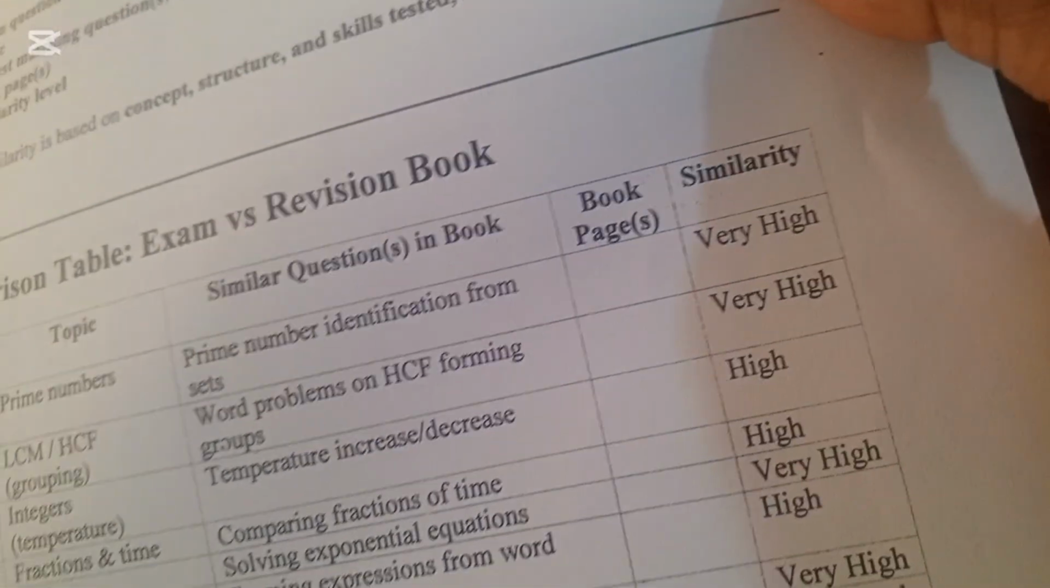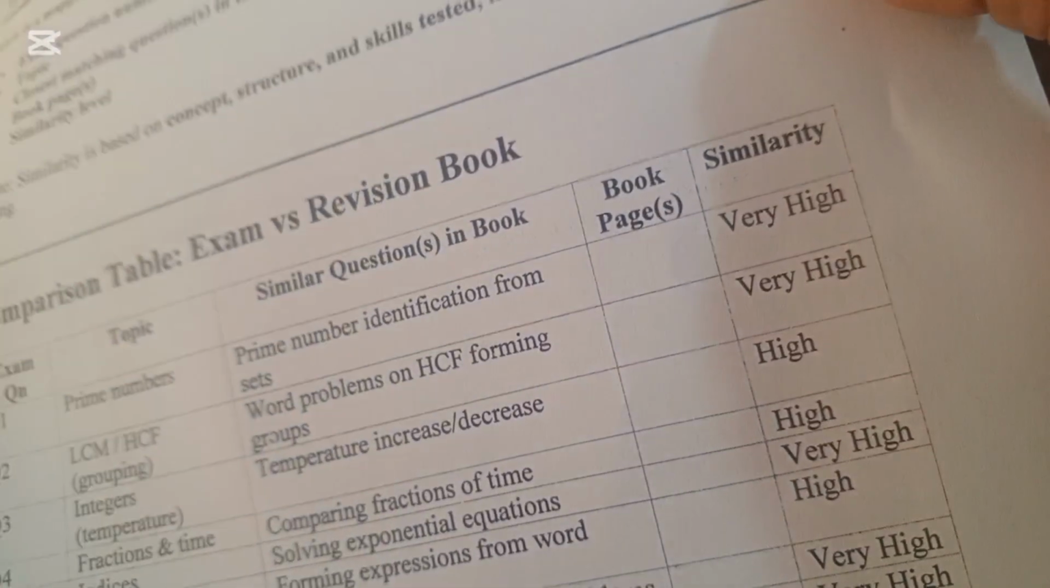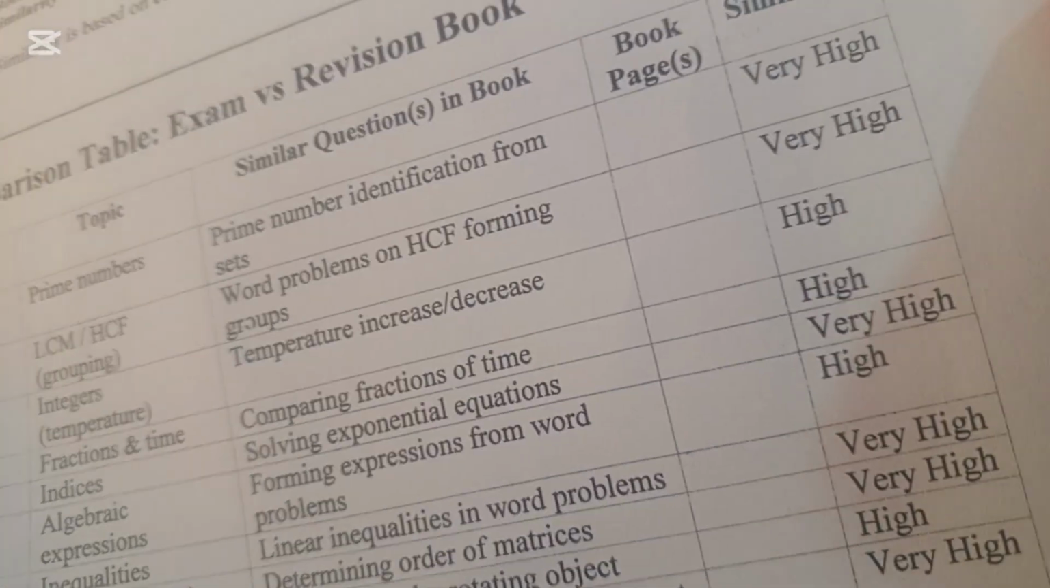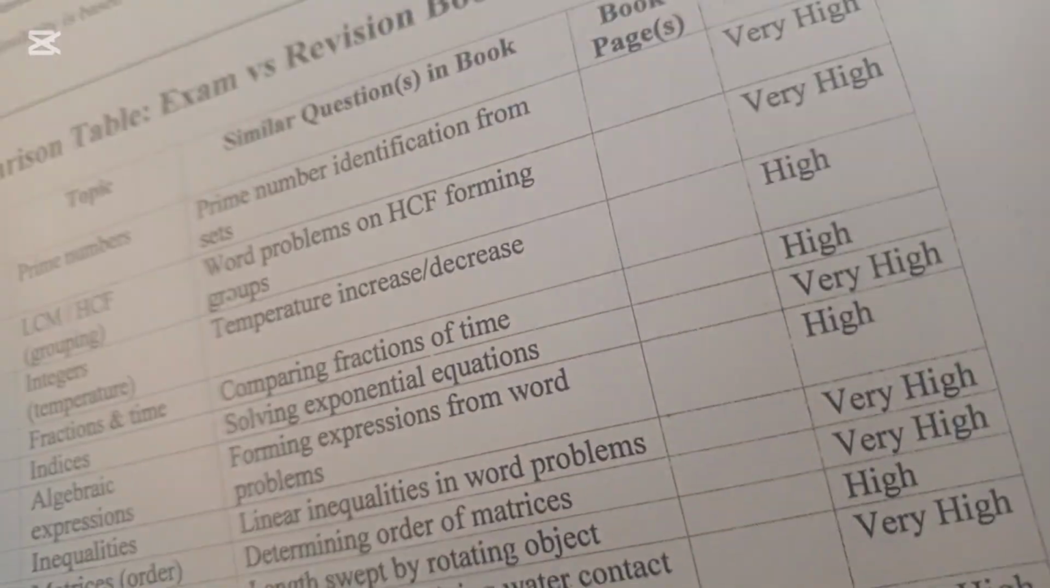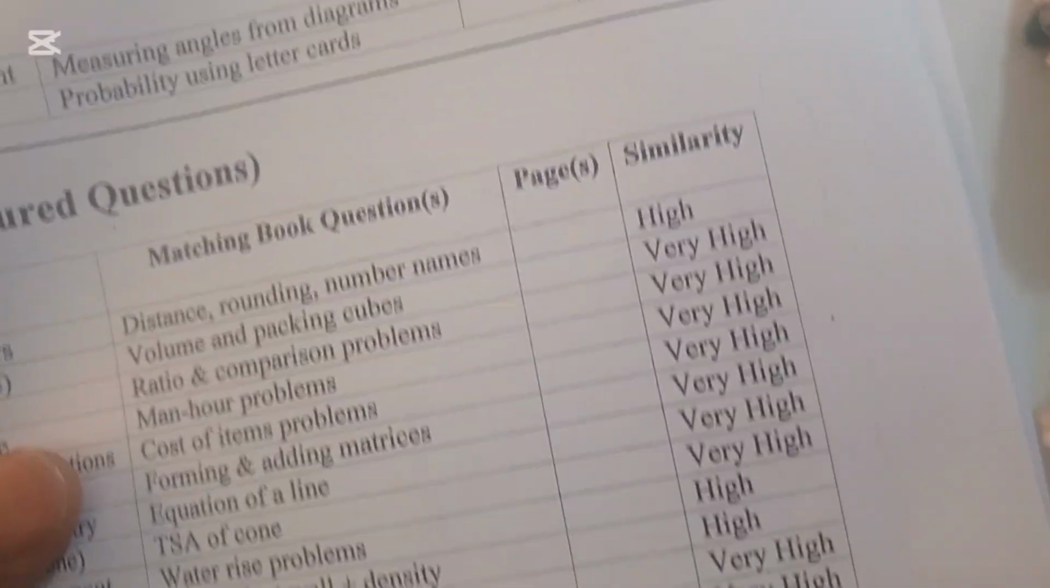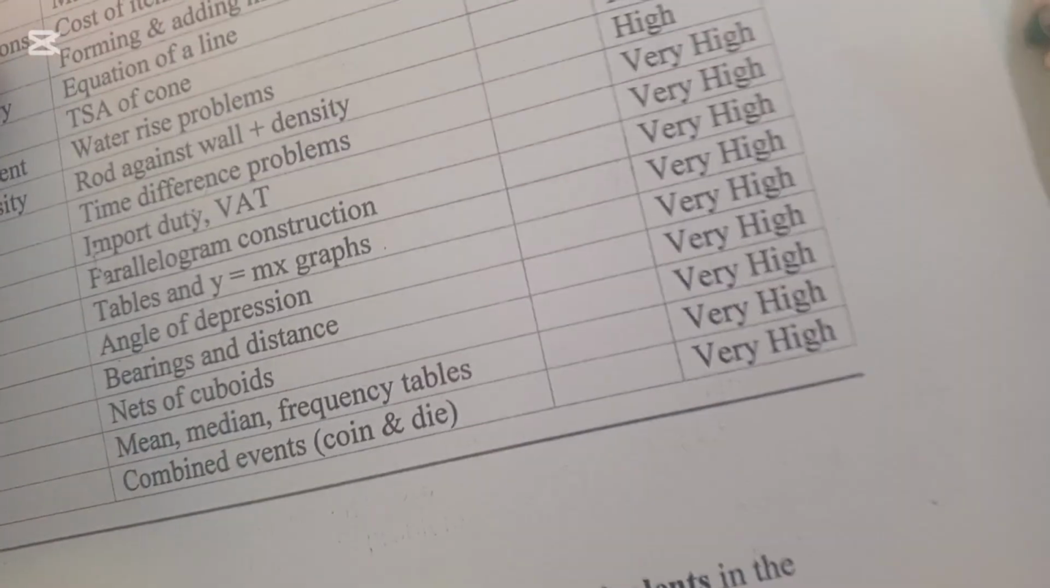The book pages have been omitted here, but I've indicated them on another page. I'm just going to show that right now. Question 1, very high similarity; question 2, very high; question 3, high; and so on. You can see there is no low. All questions have either very high or high similarity with what is in my book.